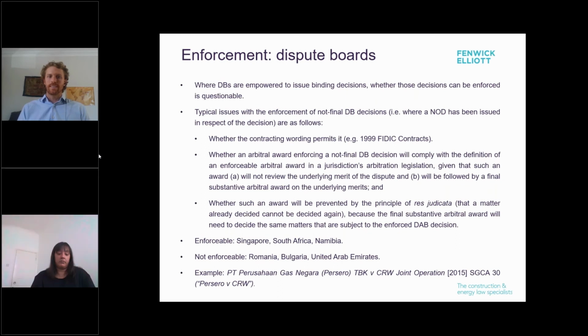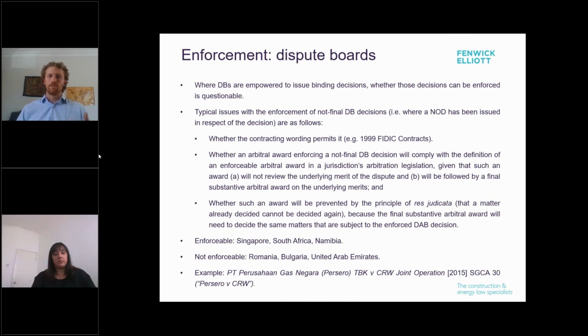However, the arbitration seat, and therefore, in this case, the governing law of the arbitration agreement was Singapore. Therefore, although the contract and dispute board agreement were governed by Indonesian law, the question of the enforceability of the DB decision via an arbitral award was decided as a matter of Singapore law under Singapore's arbitration legislation.